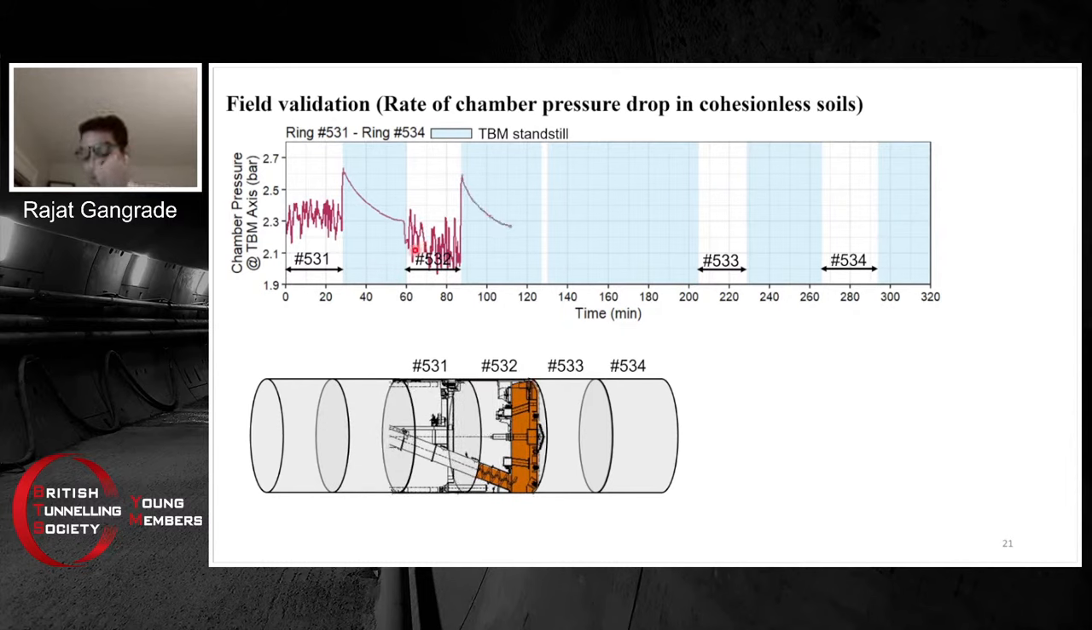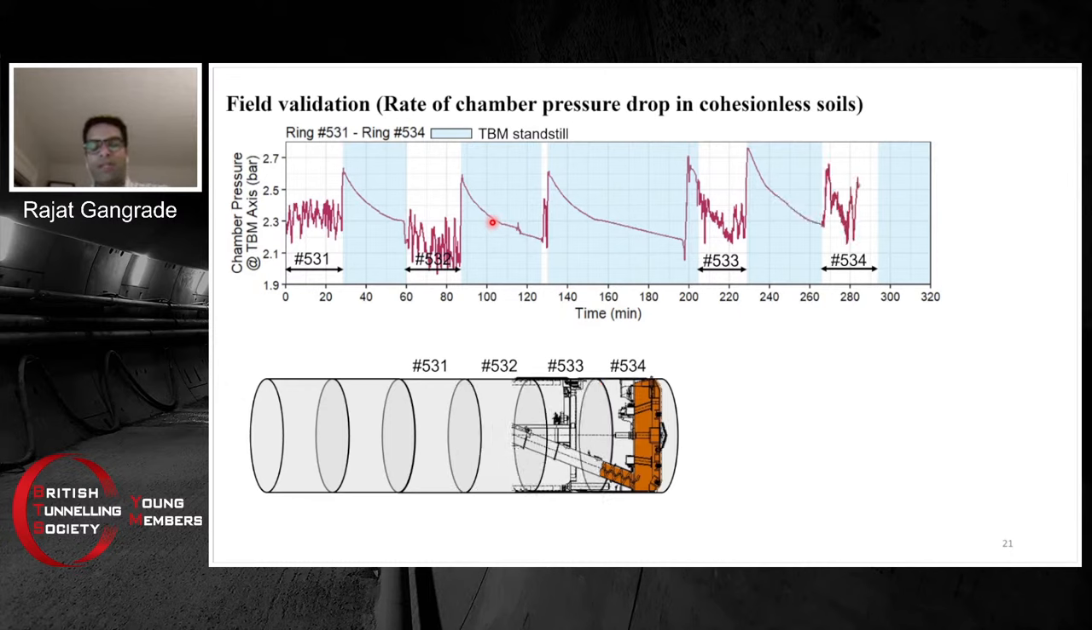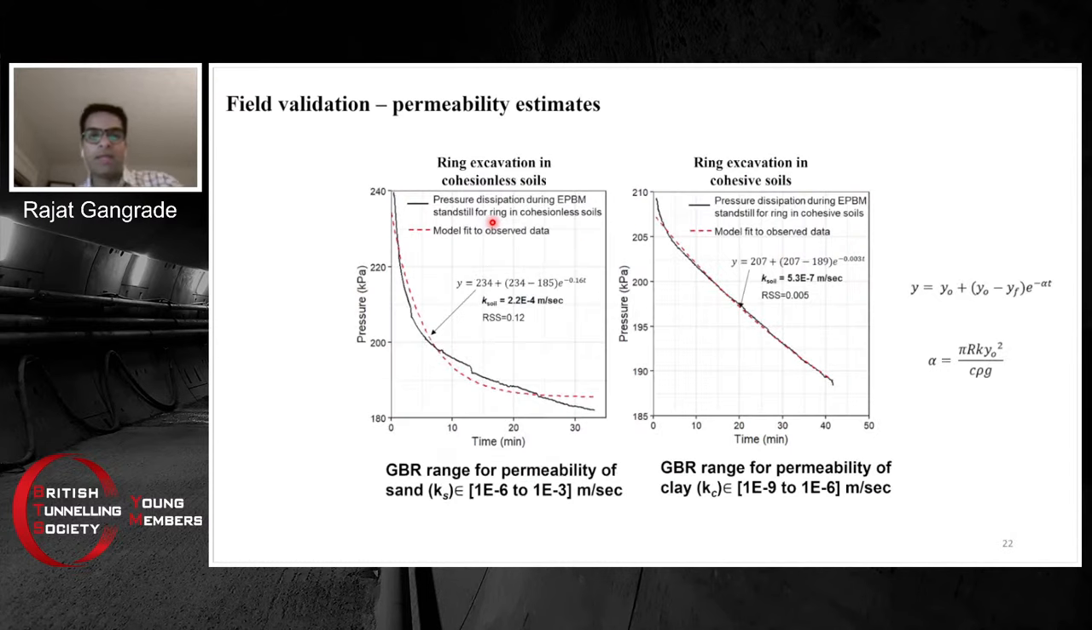So the dissipation of chamber pressure is quite significant when it comes to sands at the tunnel face. Wherever the rate of dissipation is higher, we can understand that there is sand or cohesionless soil present in higher proportions at the tunnel face. And this is utilized to validate the geostatistical results. We have the GBR ranges for permeability of cohesionless soils, and we have GBR ranges for permeability of clay soils from the project documents.